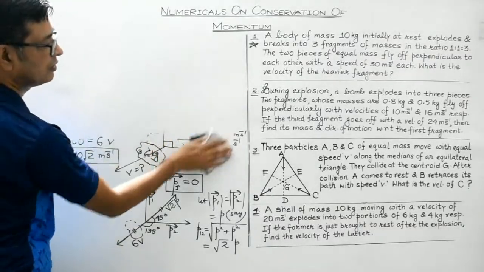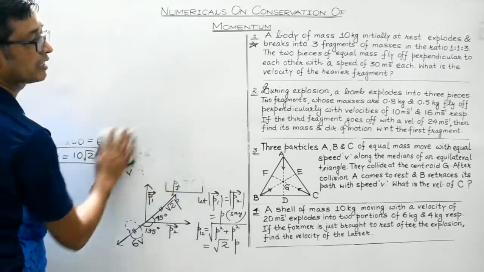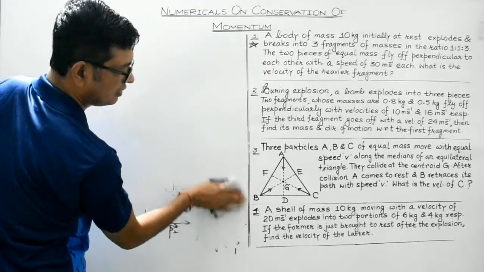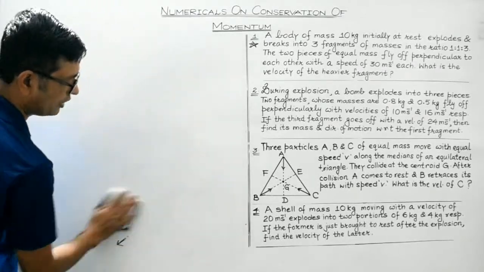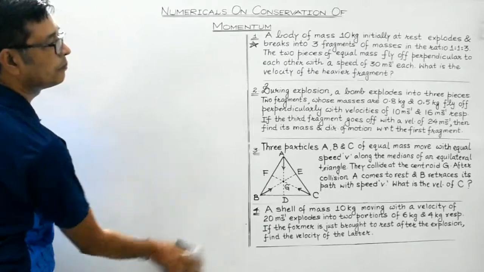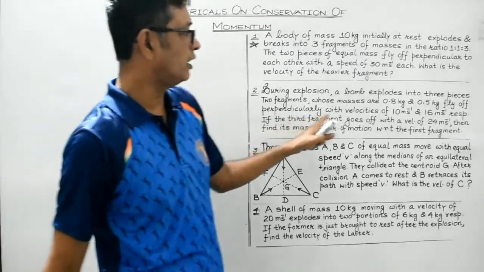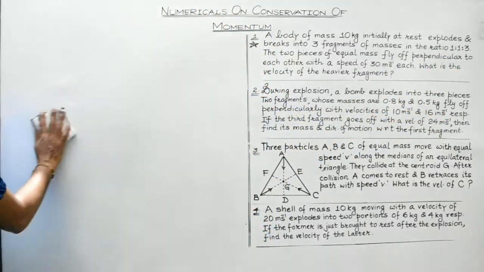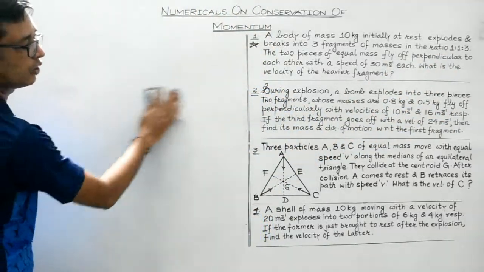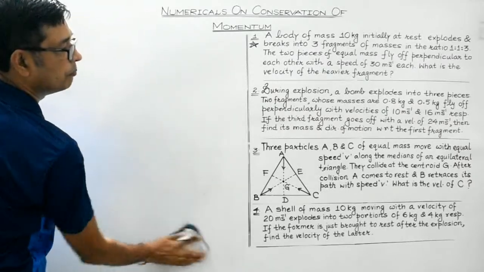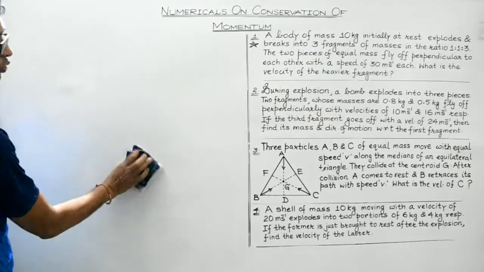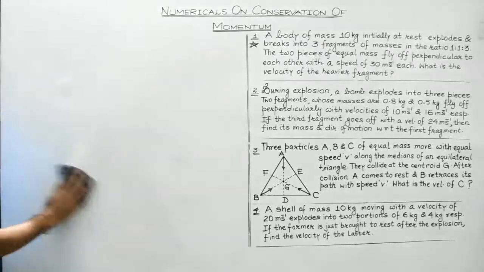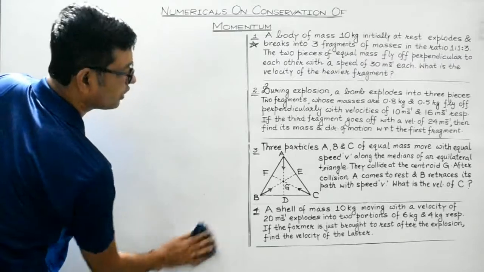During explosion, a bomb explodes into 3 pieces. 2 fragments whose masses are 0.8 kg and 0.5 kg fly off perpendicularly with velocities of 10 meter per second and 16 meter per second respectively. If the third fragment goes off with a velocity of 24 meter per second, then we are supposed to find out its mass and the direction of motion with the first fragment. Okay, this is quite interesting one.